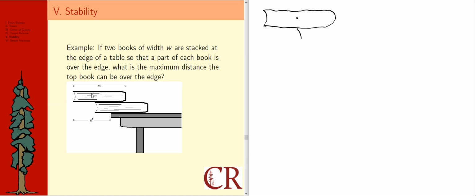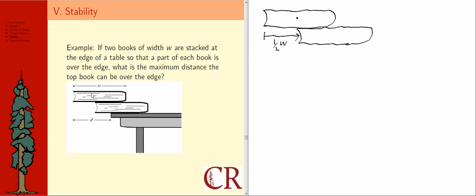So let me draw on this bottom book here. I don't know how accurate these pictures are of books, but they're better over there on the slide. Okay, so here's the bottom book. So again, I said this one could be halfway over. In that sense, that distance right there is going to be 1/2 the width of one of these books, and we're assuming that the books are equal width because it says two books of width W, but that's already half.